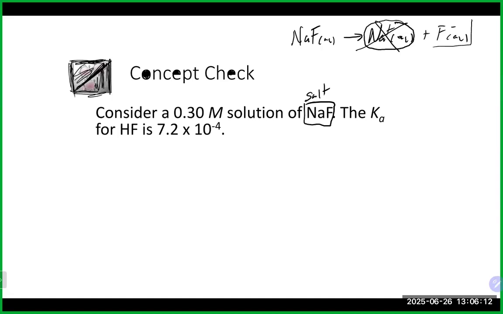Now, F minus came from... a lot of times in these problems, you have a lot of information that people just overlook. I see HF, I see Ka. That tells me this probably came from this guy over here. And I know it's a weak acid because there's a Ka value. Because it came from a weak acid, I know that this will act as a conjugate base and will go through hydrolysis. So it is the F minus in this part that is going to go through hydrolysis.